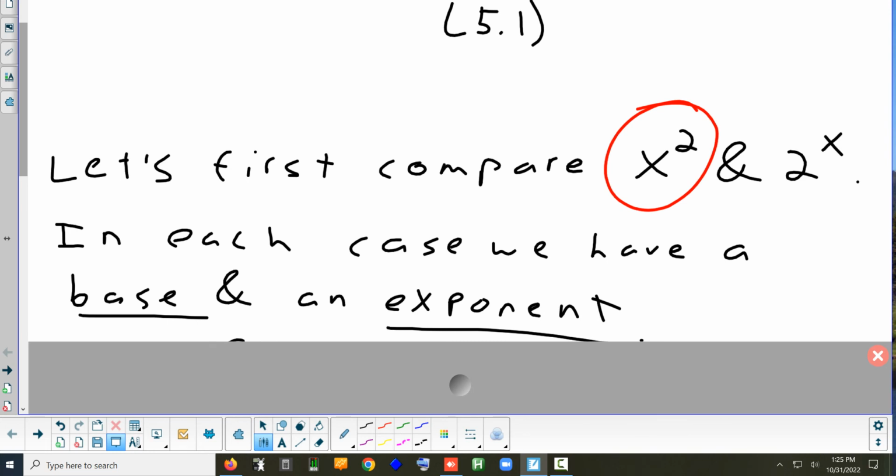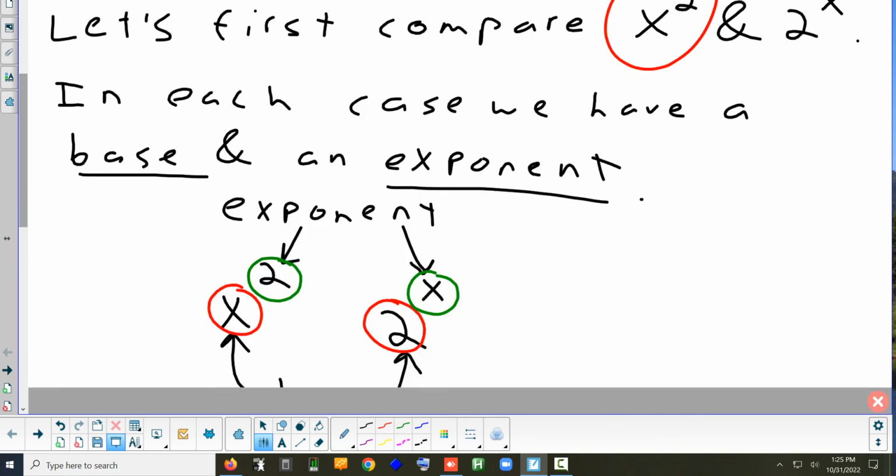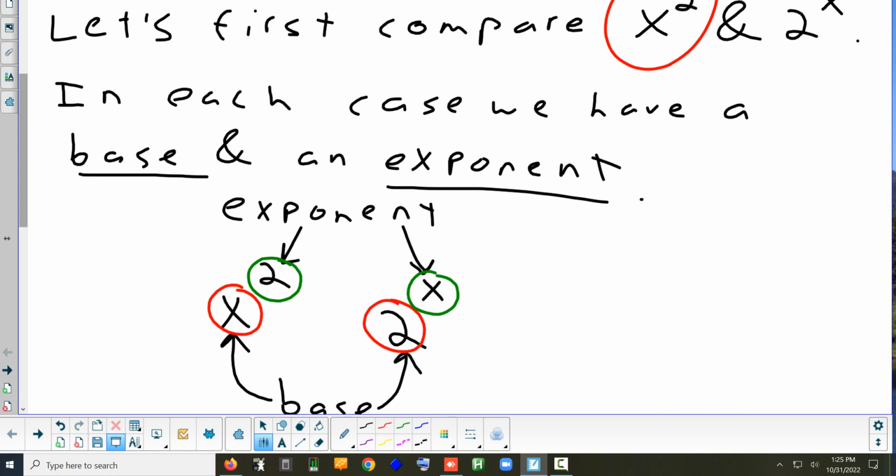Anybody tell me, what's the base for the one that's circled in red? Yep. Go ahead. X. Yep. Base is x. And Sam, what's the exponent for the one that's circled in red? 2. Exponent, bless you, is 2. When you put the base as a letter and you put the exponent as a number, this type of thing right here, that's called a polynomial.